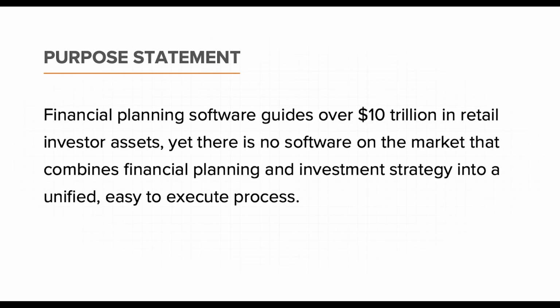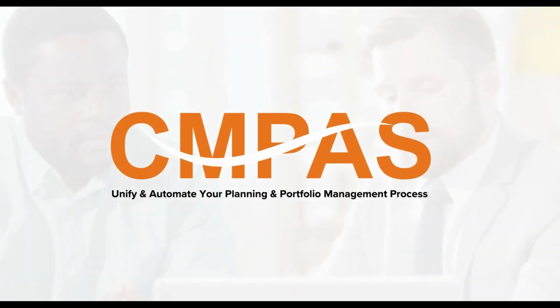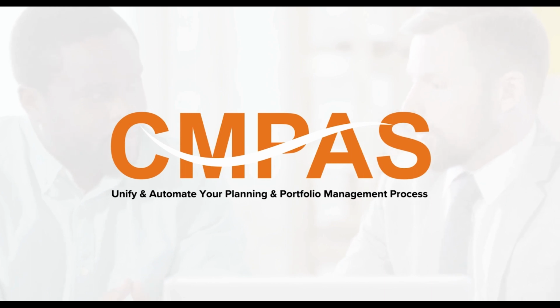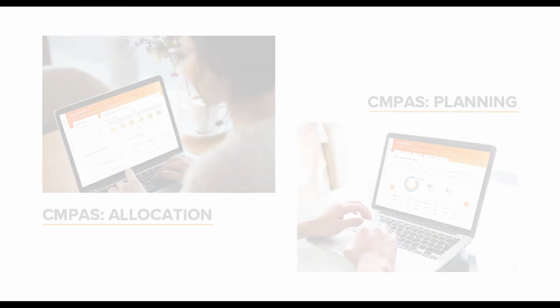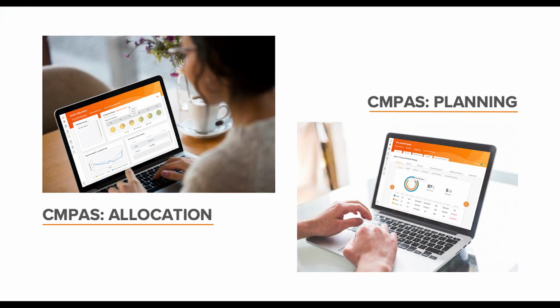Financial planning software guides over $10 trillion in retail investor assets, yet there is no software in the market that combines financial planning and the investment strategy into a unified, easy-to-execute process. Until now. Meet CMPAS. CMPAS provides clients a believable plan, even in the worst market conditions, by unifying the investment and financial planning process. CMPAS is broken into two modules, CMPAS Allocation and CMPAS Planning. CMPAS Allocation is where the user creates, analyzes, and enhances their portfolio models. CMPAS Planning then takes those same portfolio models and creates unique, optimized portfolio strategies for each client's specific life goals.